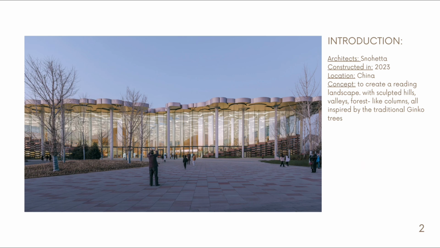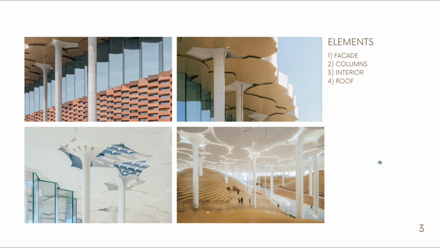The concept is to create a reading landscape with sculpted hills, valleys, four-stack columns, all inspired by the traditional ginkgo trees. The way I'm going to be approaching this modeling is by creating 4 different phases: the facade, the columns, the interior, and the roof.